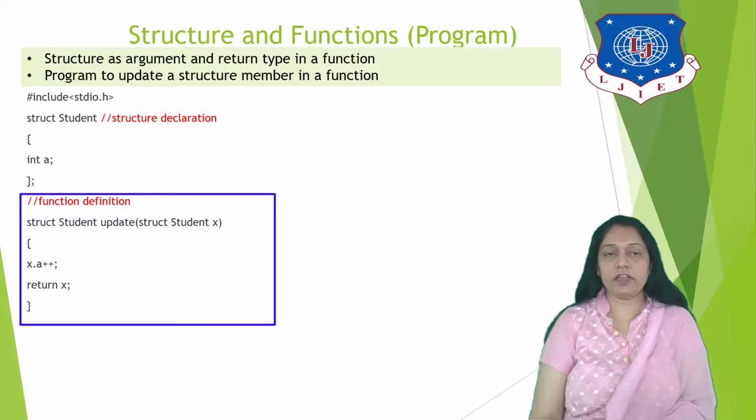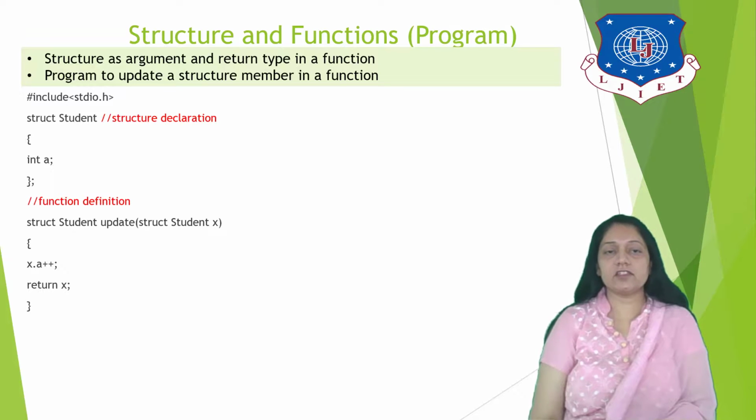Now x is a structure variable. Using x, I'll access the member A. So x dot A, and whatever value I get, I'll increment it using the increment operator. So x dot A plus plus. Now I want to return this structure back to the calling program. So return and simply write down x. Don't write down x dot A. Only if you're returning an integer, then you write down x dot A. But since we are returning a structure from this particular function, with return, simply write down the name of the structure variable, that is x.